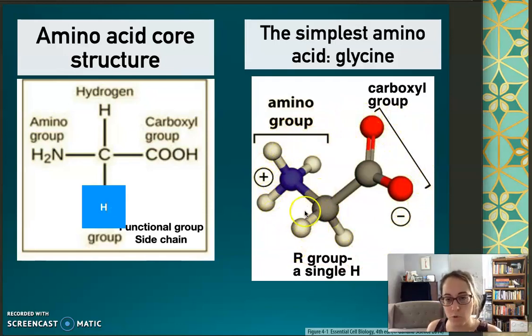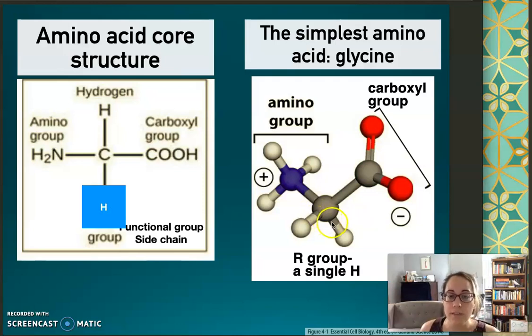So this gray atom is the central carbon. It has the two hydrogens coming off of it. One of them is the normal hydrogen that every single amino acid has. And then the other hydrogen on glycine in particular is the R group, because the R group of glycine is a hydrogen atom. Now, we also see the amino group, and on the other side, a carboxyl group. Remember that both of these are also attached to the central carbon.